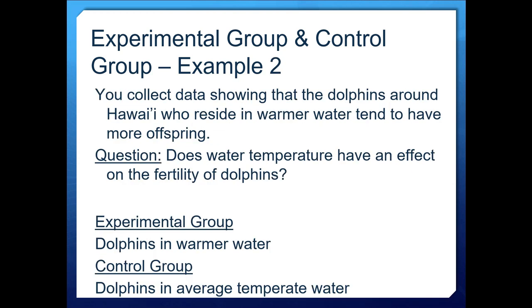Example 2. You have dolphins around Hawaii who reside in warmer water. They tend to have more offspring. Does water temperature have an effect on the fertility of dolphins? Fertility is whether they will have babies or not. So the experimental group is dolphins in warm water. The control group is dolphins in average temperate water. So you just have these 2 groups of dolphins and you see what happens. Will they have more babies or not? There are other factors, true, but we're testing out this one factor.